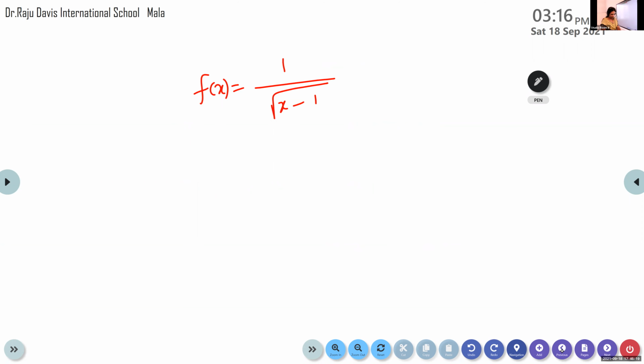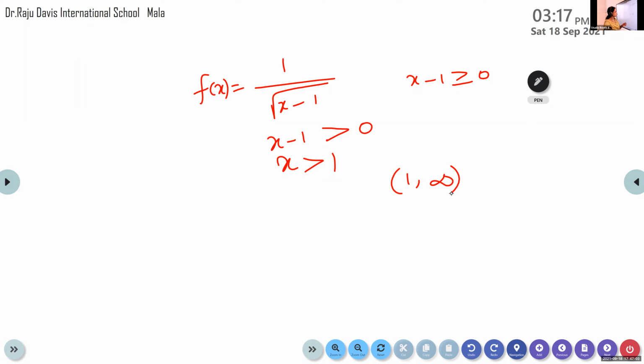What about the second case? Look at this case, children. 1 by root of x minus 1. What is the answer? In the previous case, we took x minus 1 is greater than or equal to 0. Here, is it possible to take equal to 0? No, isn't it? Here, x minus 1 must be positive. X minus 1 must be greater than 0. So the answer is x greater than 1. So it will be from open 1 to infinity.